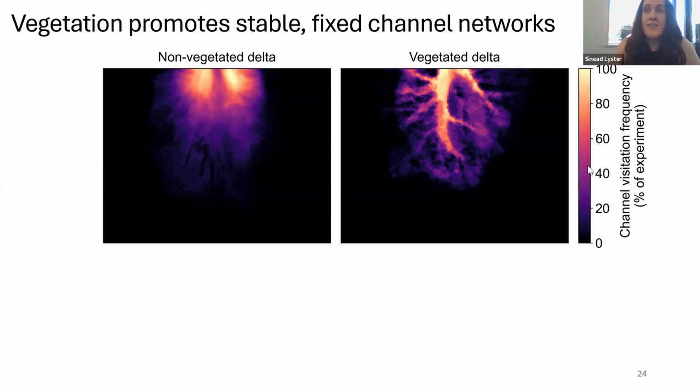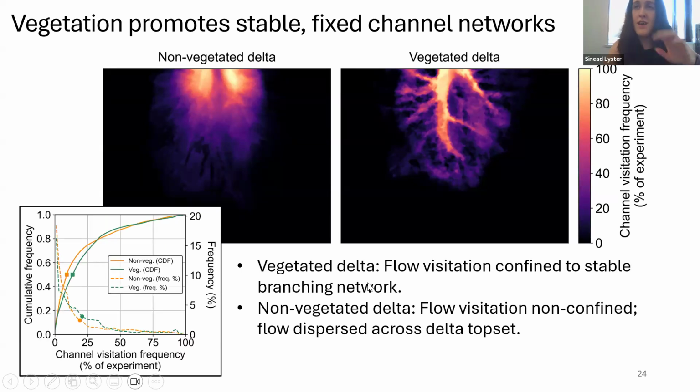And so just to start to look at these, hopefully you can see there are distinct differences between them. You can hopefully see that for the non-vegetated delta, flow is visiting a larger portion of the delta top set, and it's doing so in proximity to the delta apex. Whereas as you get further out towards the edges, we have lower visitation. Whereas for the vegetated delta, hopefully you can see that channel visitation is restricted to a really fixed network. And then in between these branches, in between these channels, we have lower visitation. Now, just to pull up some of the statistics, there we go.